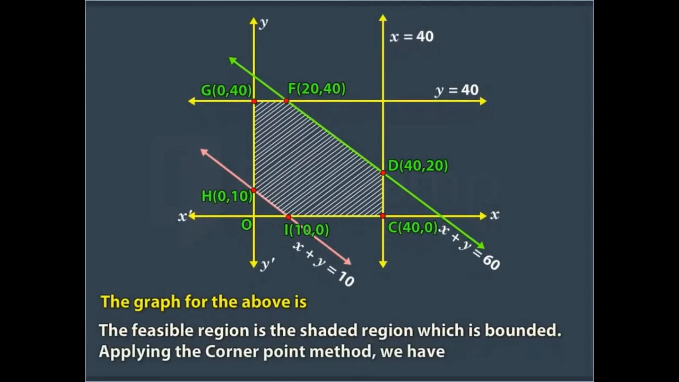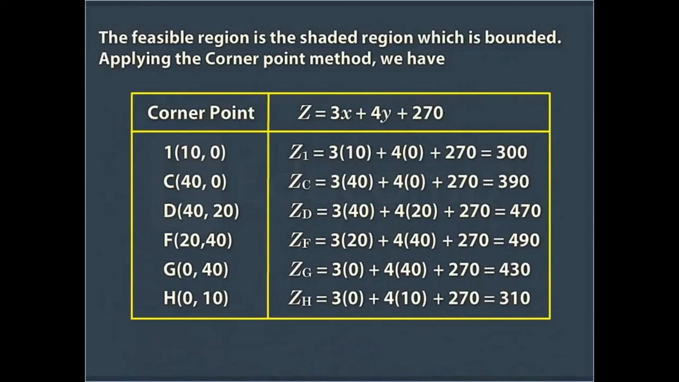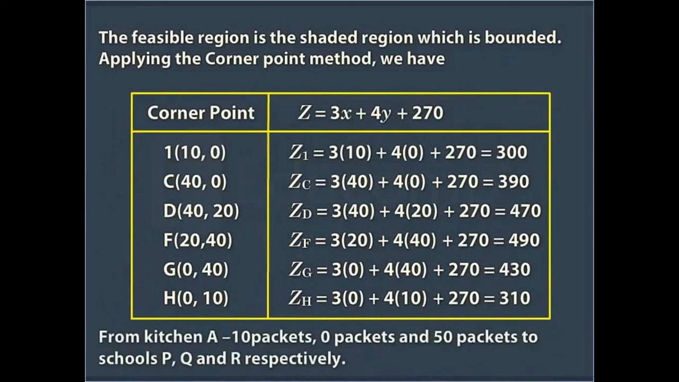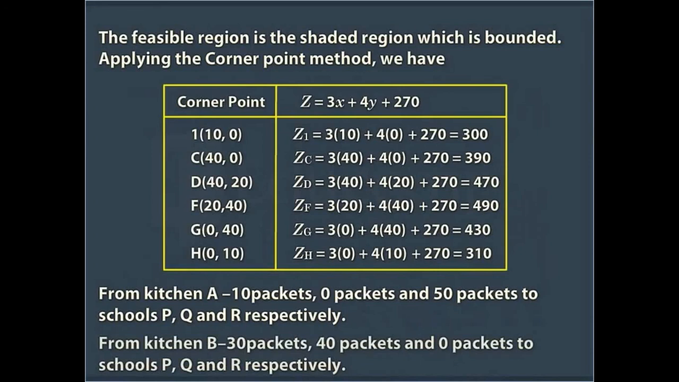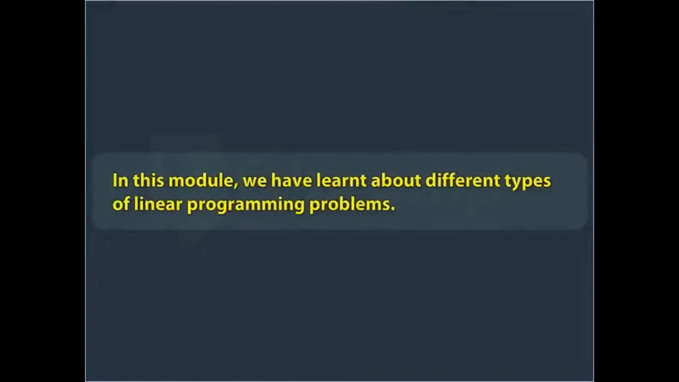Applying the corner point method, we have the minimum cost is 300 rupees at the point (10, 0). From kitchen A, 10 packets, 0 packets and 50 packets to schools P, Q and R respectively. From kitchen B, 30 packets, 40 packets and 0 packets to schools P, Q and R respectively. In this module, we have learnt about different types of linear programming problems.